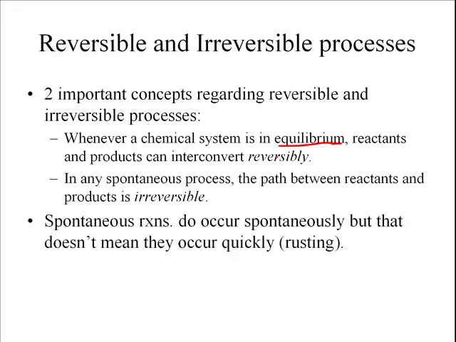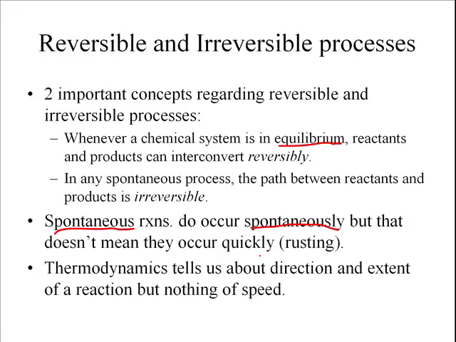Spontaneous reactions do occur spontaneously. That's interesting. Spontaneous reactions occur spontaneously. But that does not mean they occur quickly. For example, iron and oxygen do react when it's moist to form rust. That is a spontaneous process, but it is certainly not a very fast reaction. So thermodynamics tells us about the direction, and it tells us the extent of the reaction, but nothing of the speed. We know nothing of speed.